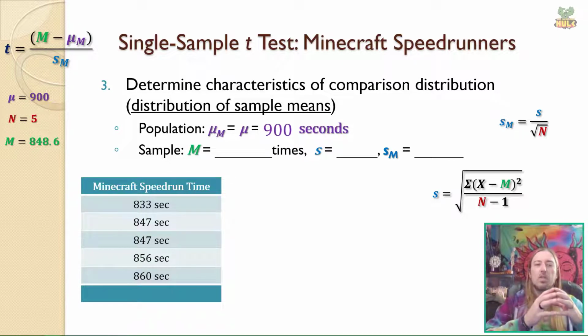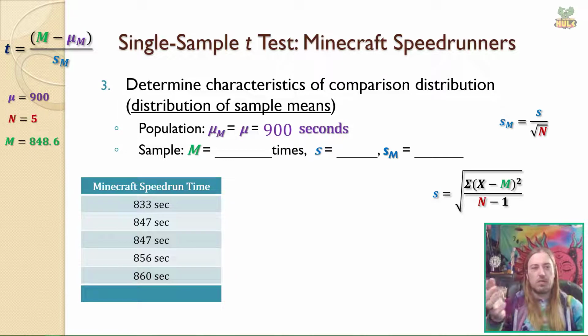Okay, so now that that's fixed, 900 seconds is what we're going to be working with here. We know that's based on a sample size of 5. We already have the sample mean, 848.6, so we have almost everything that we need up here. What's missing? It's that S of M thing, right? That standard error. So if we look over here on the right, we can see the formula for standard error. Easy. Standard error is equal to S divided by the square root of N.